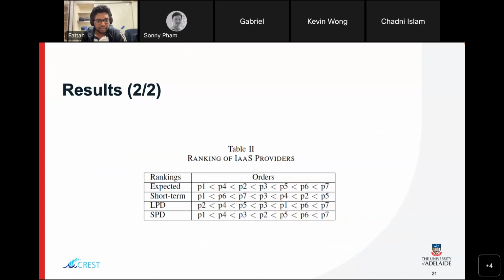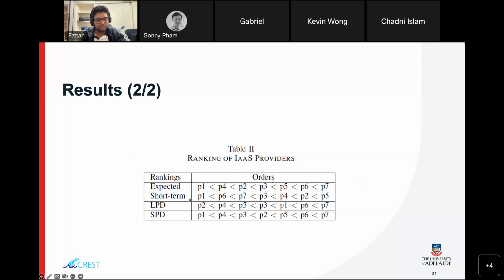And we also rank the providers and we measured the ranking accuracy. We have four metrics. The first one, we have the expected ranking. That means based on the actual performance and the distance between the consumer requirements and the actual performance, we try to measure the ranking. So the first one is the expected ranking.